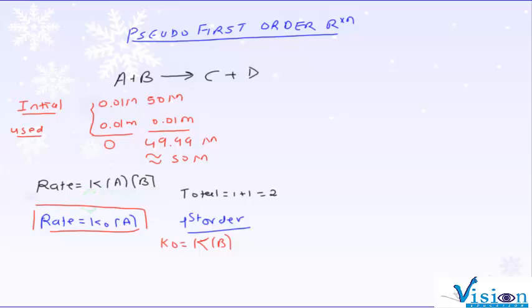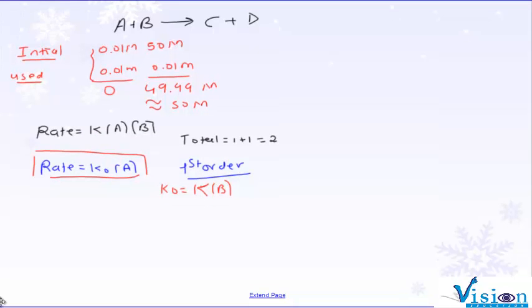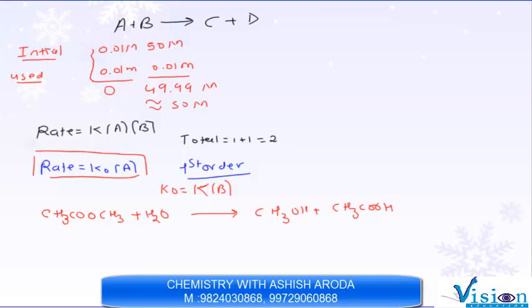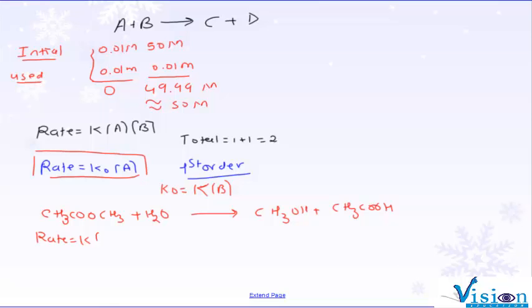Do we have any practical example? Does it ever happen this way? Yes, it does. Suppose we have an ester, let's say methyl acetate. If you do the hydrolysis of methyl acetate, the final products are methanol plus ethanoic acid. If we determine the rate, it is supposed to be k into the concentration of ester, CH3COCH3, into the concentration of water.